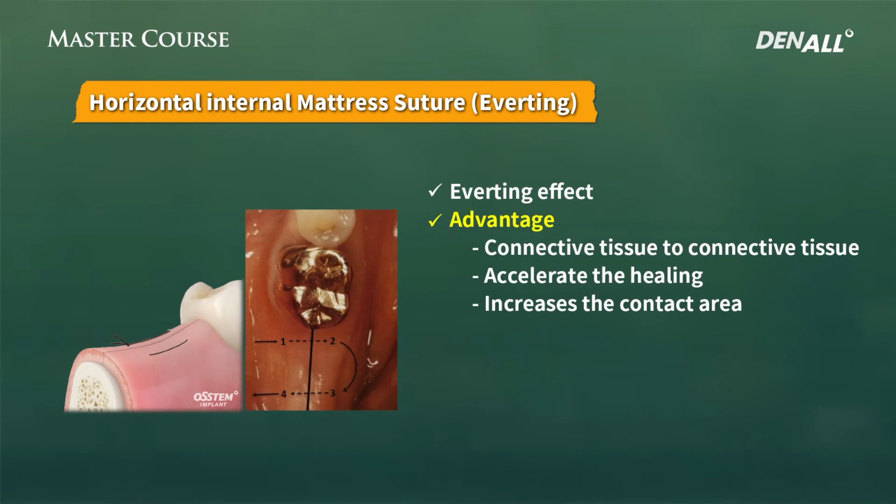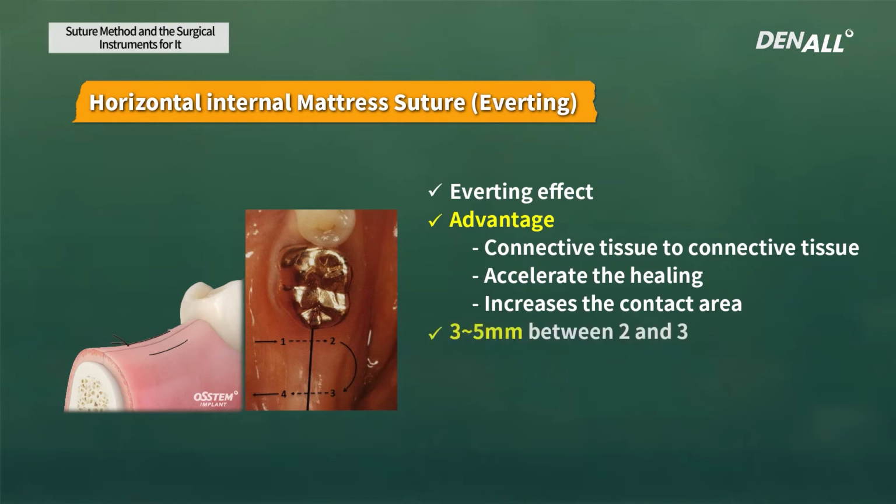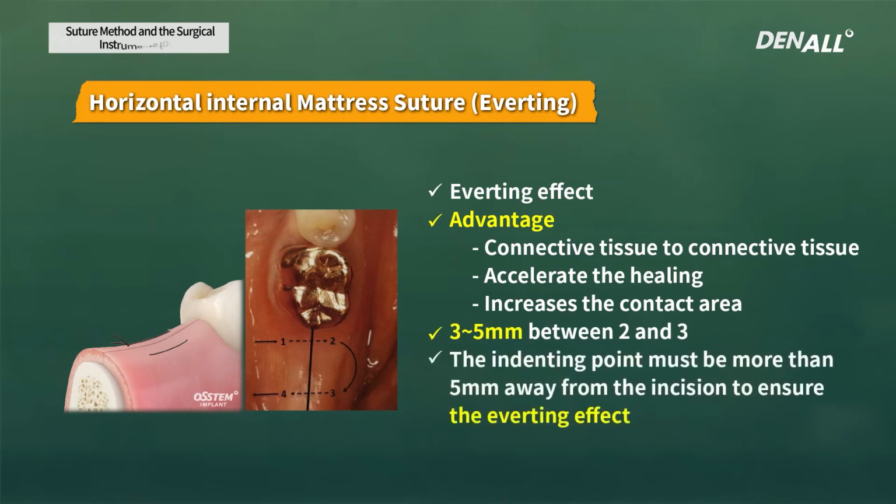And for effective suturing, the number 2 and 3 distance needs to be about 3 to 5 millimeters so that the planes or sides can meet. And for the everting effect, the indenting point must be more than 5 millimeters away from the incision line. This is to ensure the everting effect.